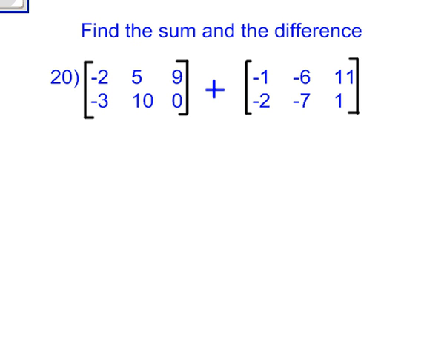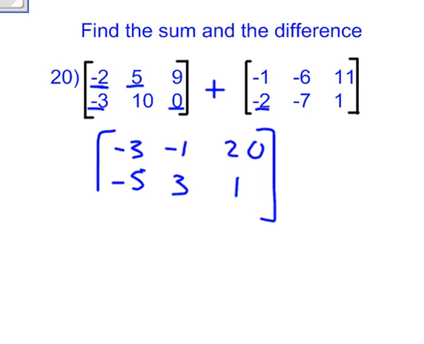On number 20, we're asked to find the sum and the difference of the matrices. And so the first one we'll do is the sum. Starting with this location, a negative 2 plus a negative 1 would give you negative 3. 5 plus a negative 6 would give you negative 1. 9 plus 11 would give you 20. Negative 3 plus a negative 2 is negative 5. 10 plus a negative 7 is 3. 0 plus 1 is 1. So the matrix, after we add them together, is negative 3, negative 1, 20, negative 5, 3, and 1.